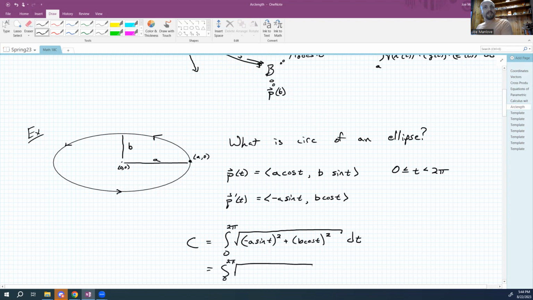Sadly, it's not. So in here, I've got a squared sine squared t and b squared cosine squared t. That's all under my square root, and I'm integrating that dt from 0 to 2 pi. And you can't do any better than this. This is just what it is. Unfortunately, this is a thing you have to do with a numerical method, and that's tough. So I'm going to show you a little thing I built.